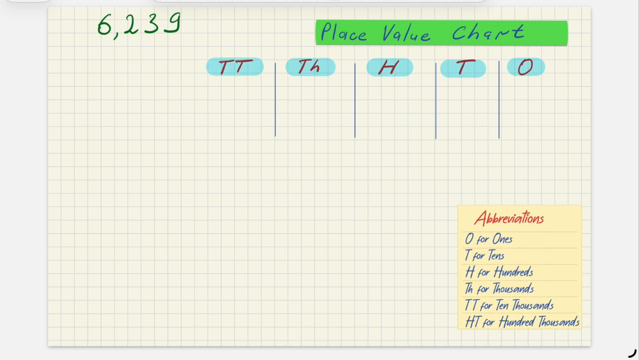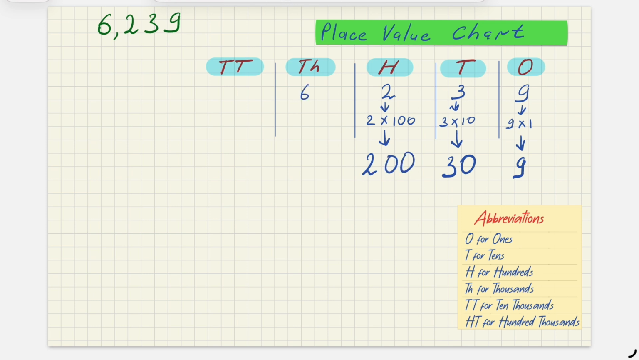Now let's partition it. The digit 9 is in the ones place. That means 9 ones, or just 9. The digit 3 is in the tens place. That means 3 tens, or just 30. The digit 2 is in the hundreds place. That means 2 hundreds, or 200. The digit 6 is in the thousands place. That means 6 thousands, or 6,000.